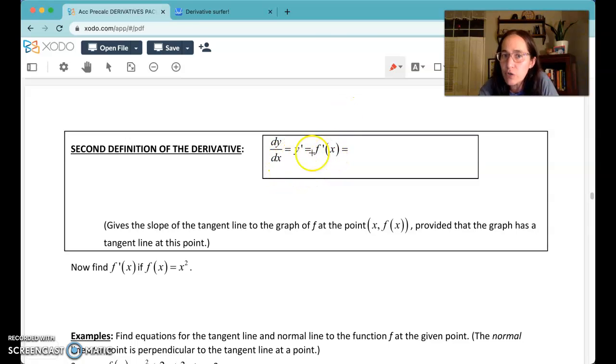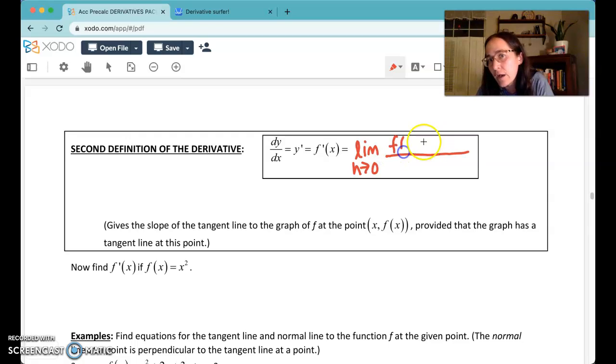Here are these three probably most common ways to notate the derivative. dy dx means rate of change, first derivative. Y prime is another nickname for that, as is f prime of x. And we call this the second definition. It's the limit as h approaches 0, as that distance gets smaller and smaller and smaller, of something that comes from the slope formula, this difference quotient.